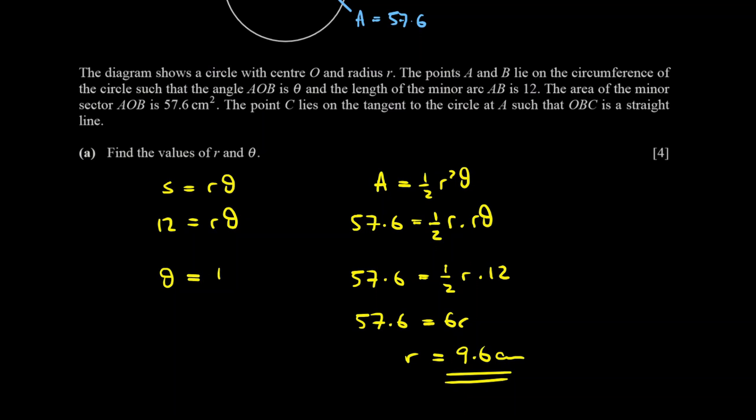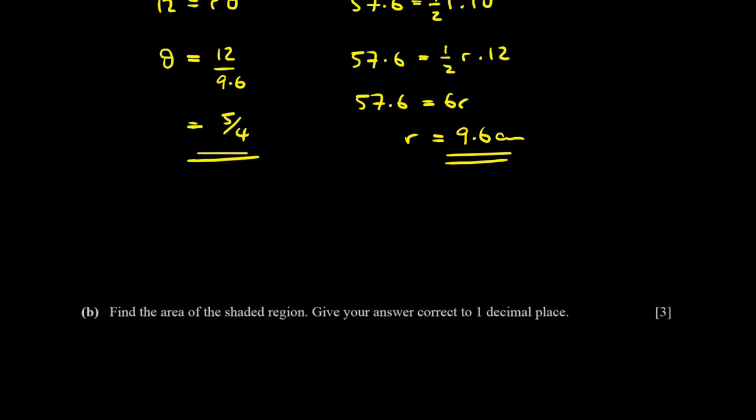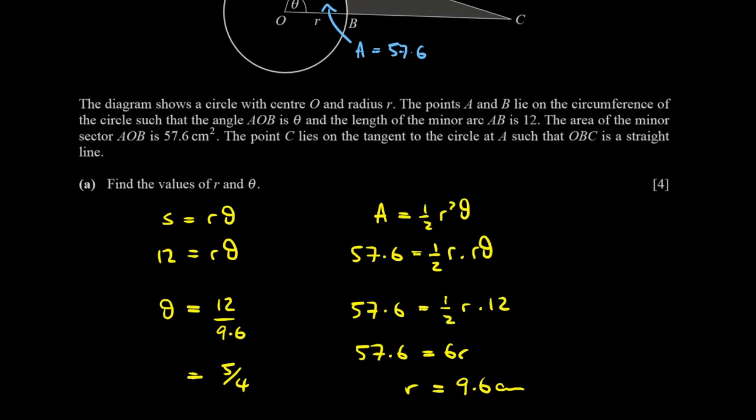I've got to do 12 divided by 9.6 in order to find my angle. If I do that, I get 5/4 or 1.25 radians. Okay, then, part B of this question is we want to find the area of the shaded region. Now, how are we going to do that?